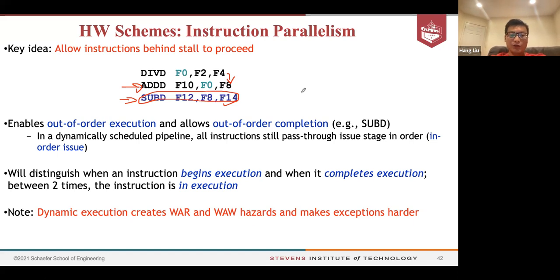Dynamic execution creates write after read and write after write hazards, because, for example, this instruction can finish earlier. So maybe there's a write after read or read after write problem, or write after write. Previously, this was okay, but once it goes to dynamic scheduling, where we allow out of order execution and out of order completion, this could be a problem.